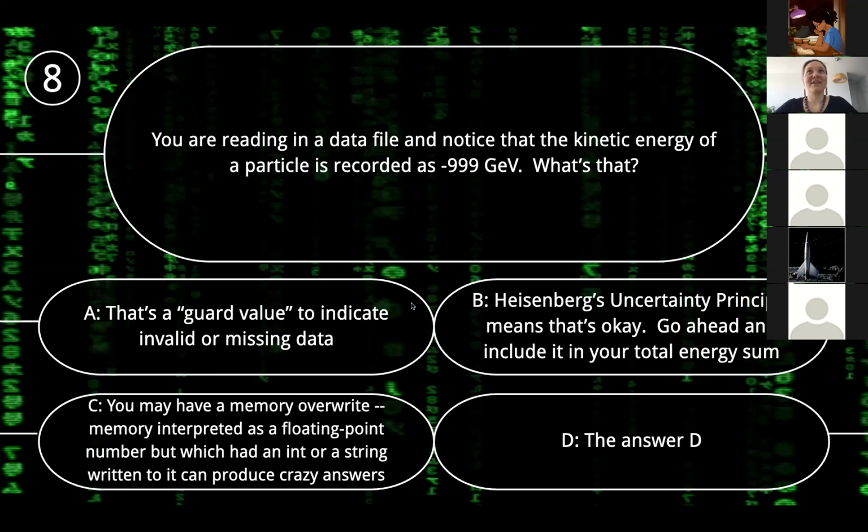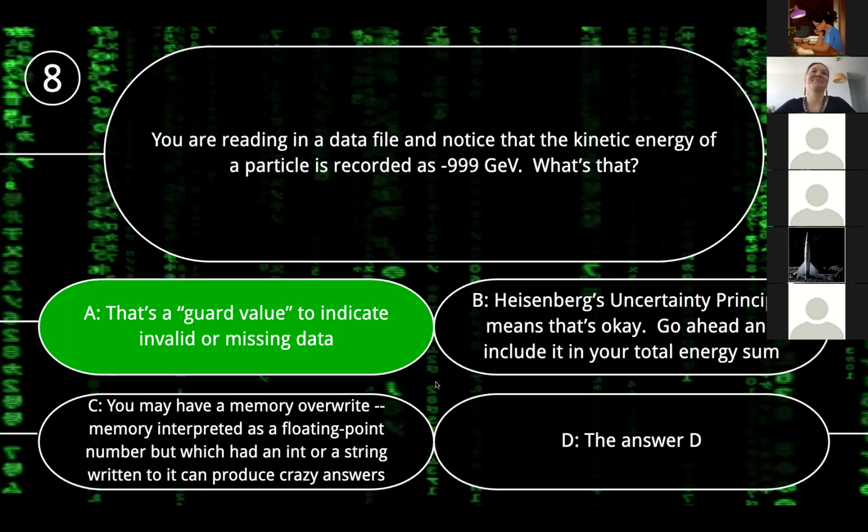Right. Question 8. You're reading in a data file and notice that the kinetic energy of a particle is recorded as -999 GeV. What is that? And here, a lot of people got it right. This is, of course, answer A.